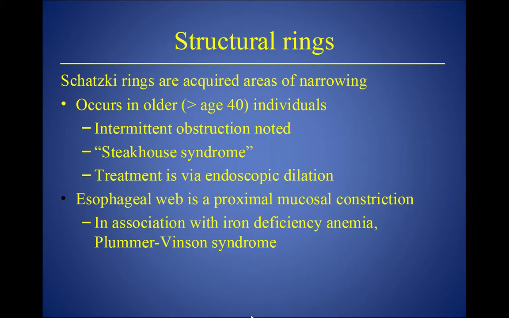A structural ring, we see this not infrequently. A ring is a sort of acquired area of narrowing, usually in the lower esophageal sphincter, right above the GE junction. Occurs in older individuals. It's been described as the steakhouse syndrome. This being because many times people will complain of intermittent dysphagia to meats when they go out for steak or some heavy meal. That being obviously because those heavier foods, meats, tend to get stuck because they don't get chewed as well.